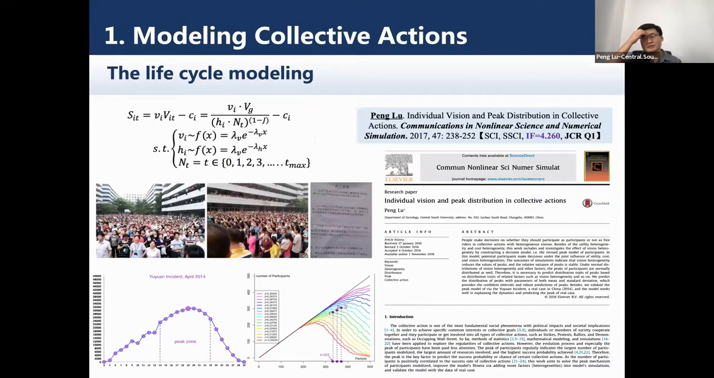So my first section is modeling collective actions in the real world. The life cycle model was proposed by me in 2016. This model is very simple, but it's powerful. It can explain the whole life cycle process of collective actions. I will mention this model later. This model can also be used to analyze empire dynamics in the following sections. First, I proposed this life cycle model to simulate online collective actions.